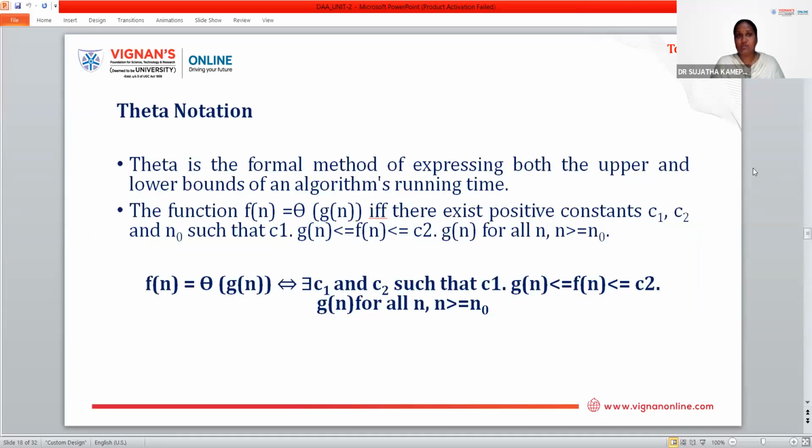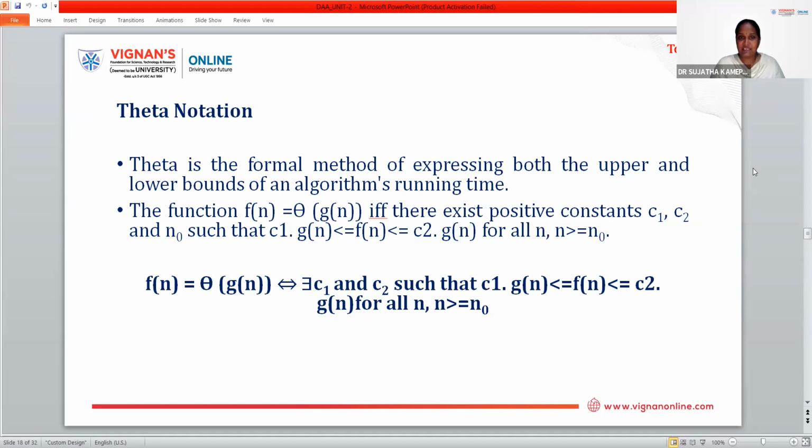Coming to the theta notation. Theta notation is a formal method of expressing both upper and lower bounds. Our big O notation is used to represent the upper bound. Omega notation is used to represent the lower bound. Whereas the theta notation is used to represent both upper and lower bounds.